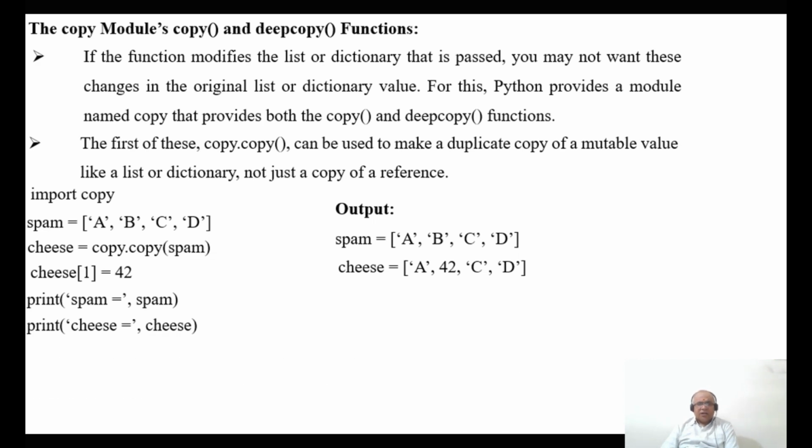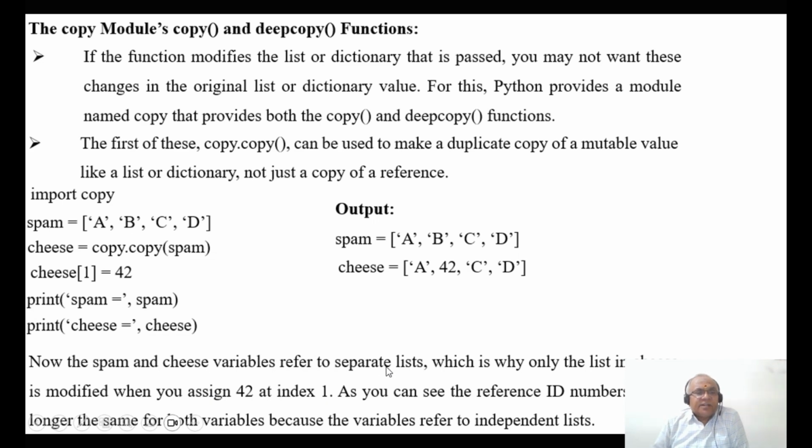So this is basically because the spam and cheese variables refer to the same list. So cheese and spam will refer to the same list, which is why only the list in cheese is modified when you assign 42 at index 1. That means cheese will have a list of ABCD, and spam will also have the list of ABCD, but you are changing the list value only in cheese, so 42.